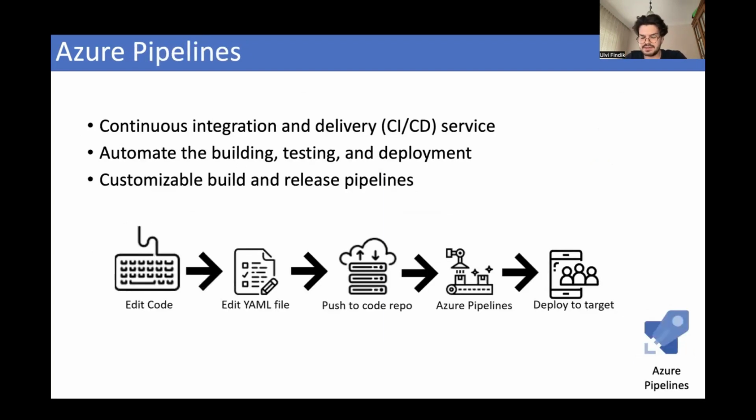Azure Pipelines, it is an automation tool. It is a continuous integration and delivery service. It automates the building, testing, and deployment procedures. It is customizable, so if your team prefers, they can build and release a custom pipeline.